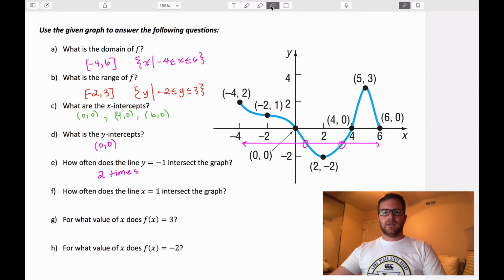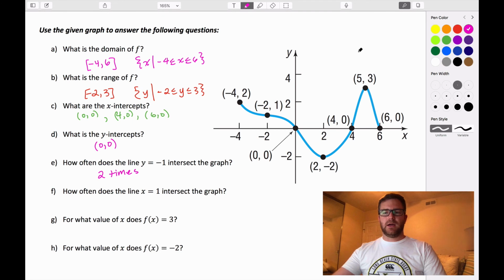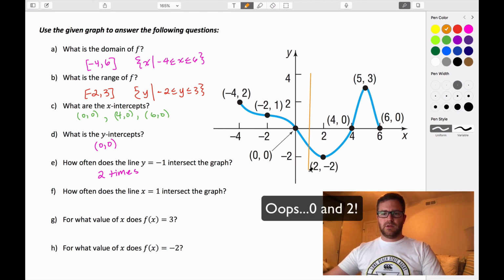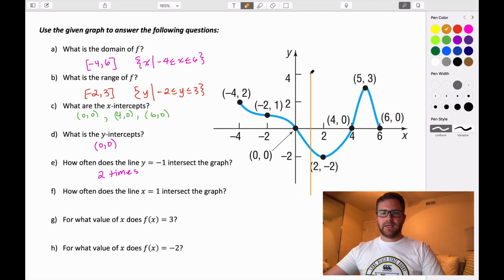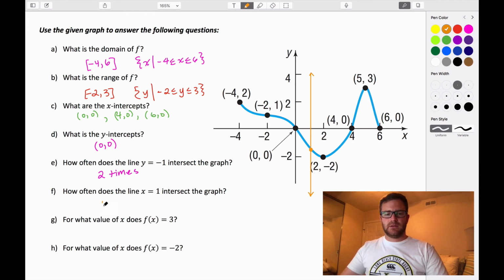Now, how often does the equation x = 1 intersect our graph? x = 1 is a vertical line, and that's going to be in between 0 and 1 on the x-axis, this vertical line here. We want to know how many times this line intersects our graph. We can see that it only happens at this one point here. So it only happens once. Again, that makes sense because, similar to the y-intercepts, it has to only hit once in order to be a function, because it has to pass the vertical line test.